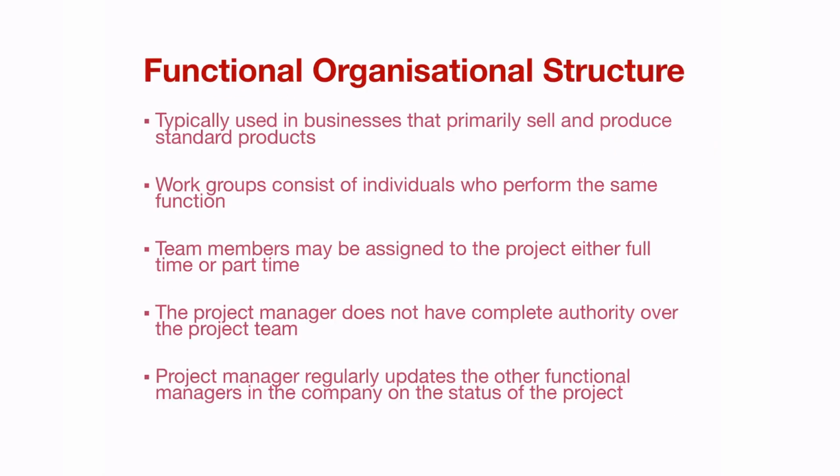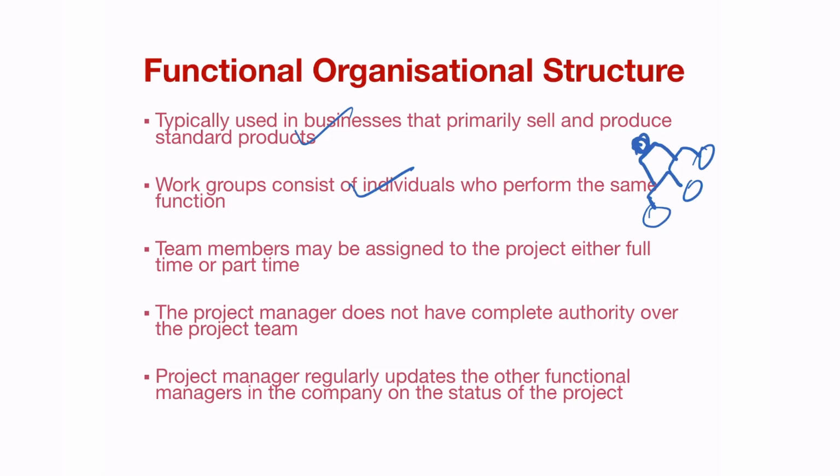So when we talk about organizational structures, we typically use a functional structure in a business that primarily sells products and standard products. A functional organizational structure essentially talks to how all of the resources are structured around delivering a specific objective. Work groups consist of individuals who perform the same function. So typically these would be all those in marketing that have similar functions, all of those in operations, all of those in finance. And this is an example of a functional organizational structure.